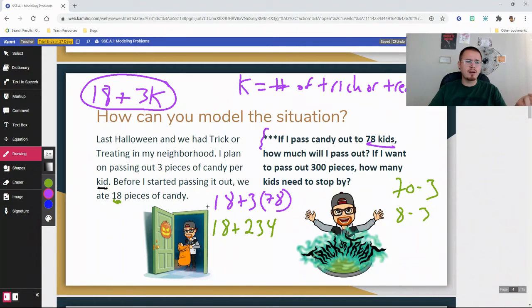Add 18 to that. If I add 20 to that, that'd be 254. Take 2 away. That's 252 pieces of candy that I would pass out. I think that's a pretty good day.